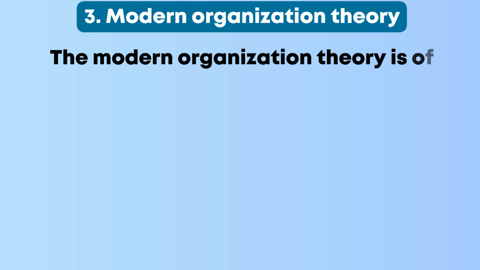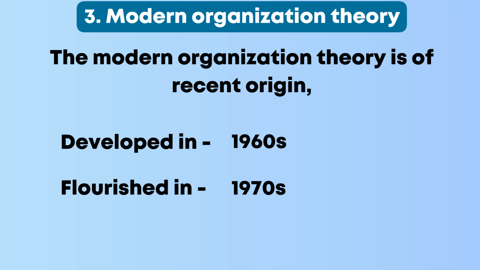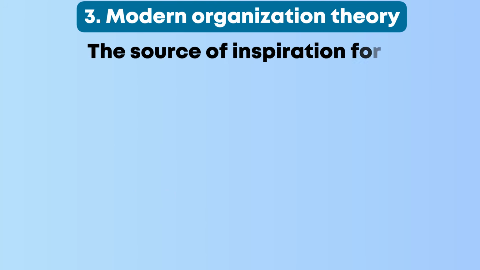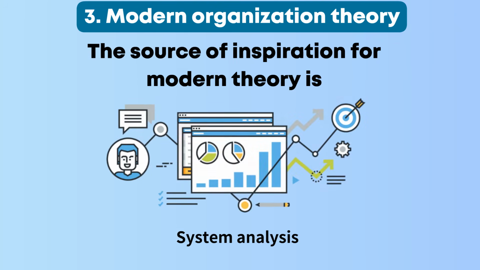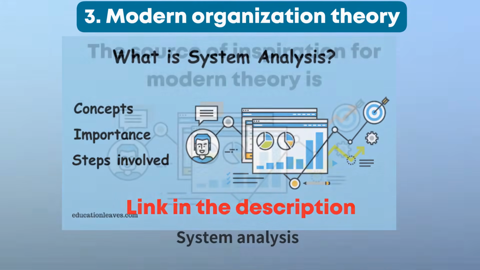Now come to modern organization theory. The modern organization theory is of recent origin, having developed in the 60s and flourished in the 70s. The source of inspiration for modern theory is the system analysis. I have discussed system analysis in detail, check that video link in the description.